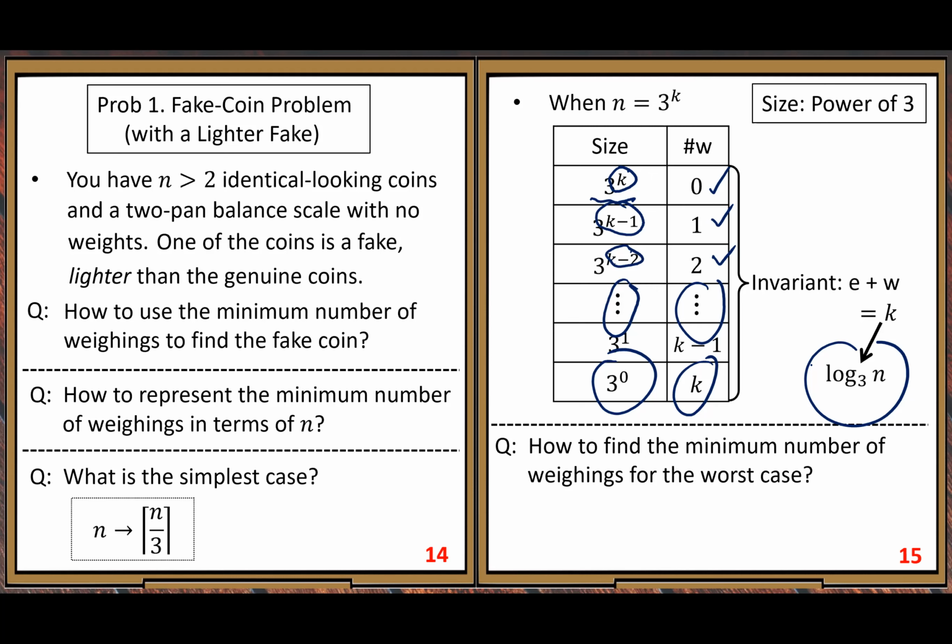Now, because we only considered a special case, where N is a power of 3, that's not the general case. We need to consider general N, so we need to make another step forward to the general K. In the general case, log base 3 of N is not an integer. Only when N is a power of 3 is it an integer. But our weighing number must be an integer, so we need to convert this formula to an integer expression.